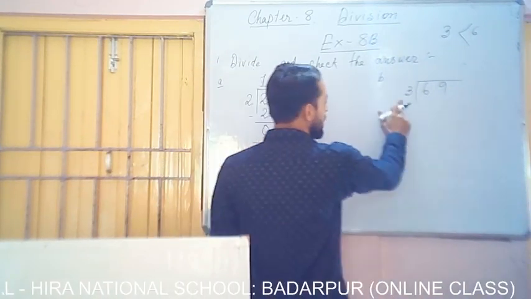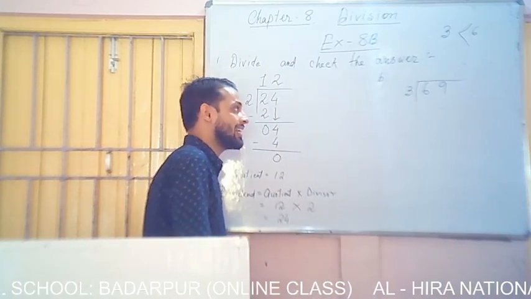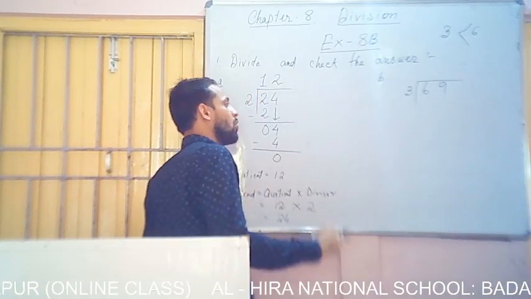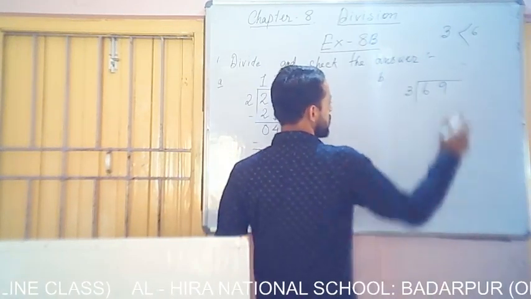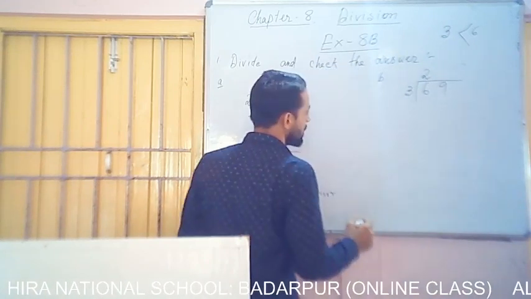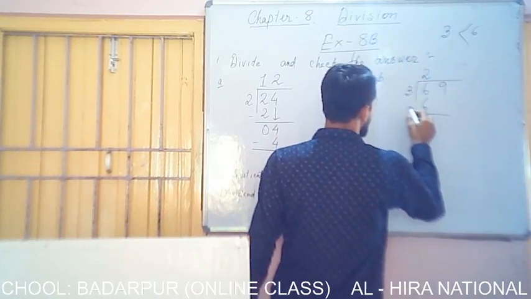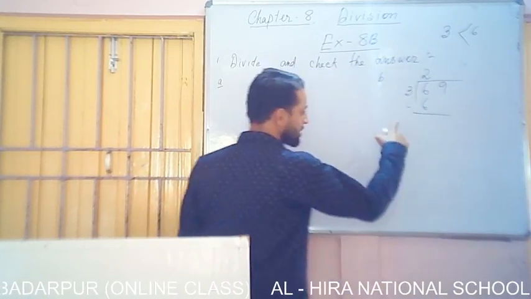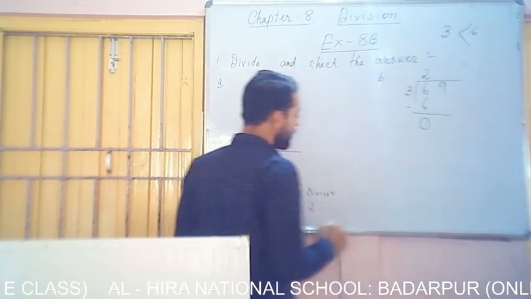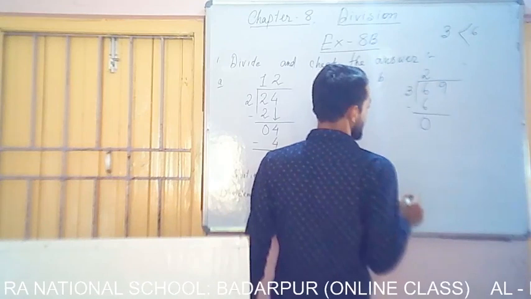The divisor is 3, that is why we have to follow the 3 table. So 3 ones are 3, 3 twos are 6. So we are going to write here 6. Now we are going to subtract. So 6 minus 6 equals 0. So here we are done with the first step.